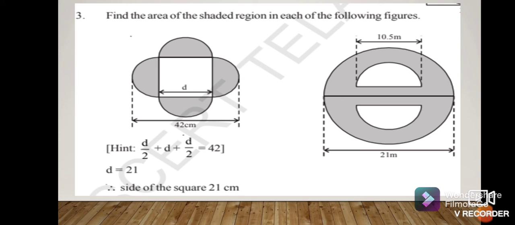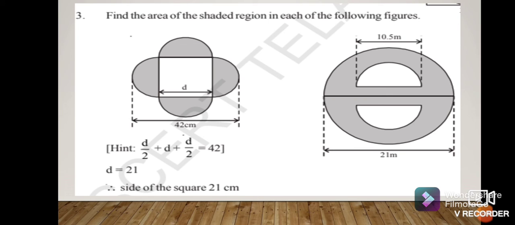That means d by 2 plus d by 2 plus d is equal to 42. Okay. Now on simplification we get d is equal to 21. d by 2 plus d by 2 is just 2d by 2, 2 gets cancelled, then we get d. We should add d to that one, d plus d, 2d is equal to 42, then d is equal to 42 by 2, that is 21. That is the side of the square, 21 centimeters.